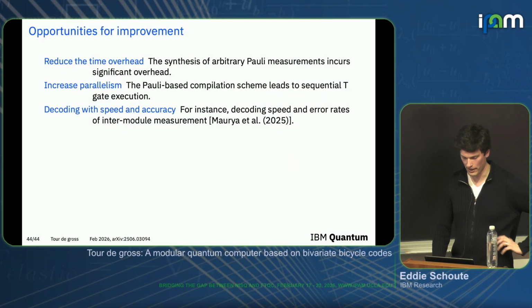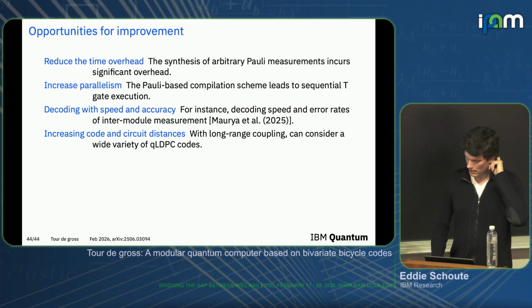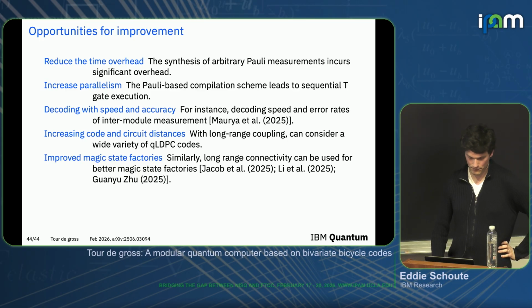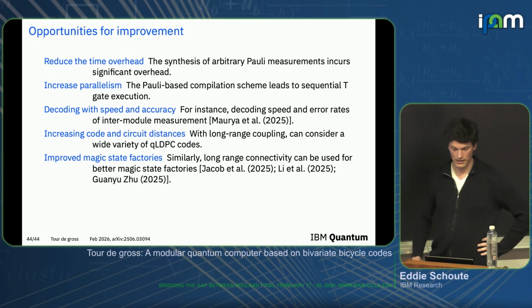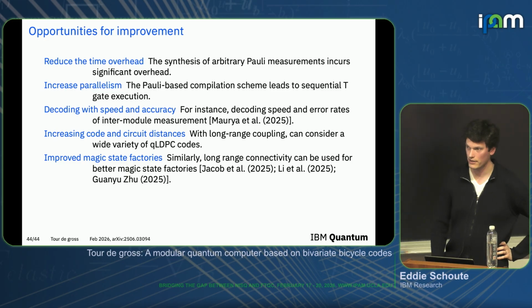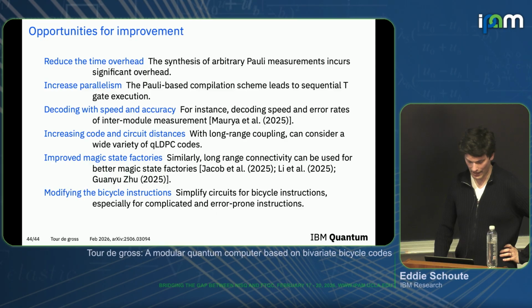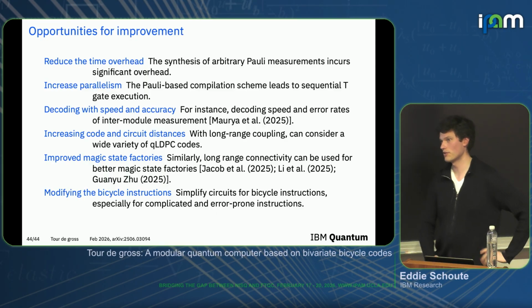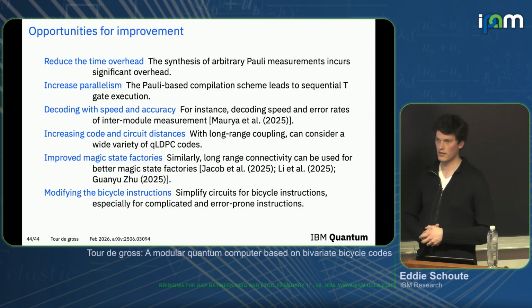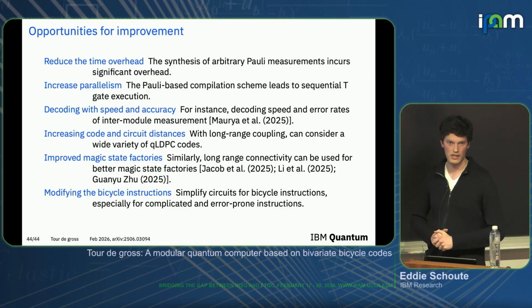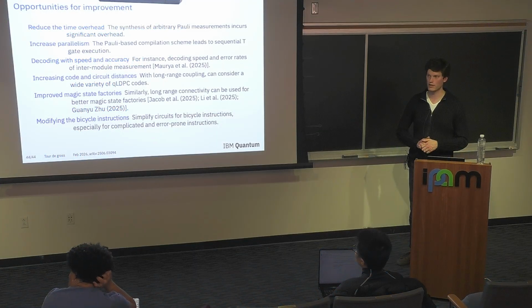We would like to improve our decoders. We are very interested in other kinds of QLDPC codes that make use of these long-range connections, now that we have shown that we can build them, including also different kinds of magic state factories. And finally, this can result in us changing the bicycle instructions that are available in the architecture.